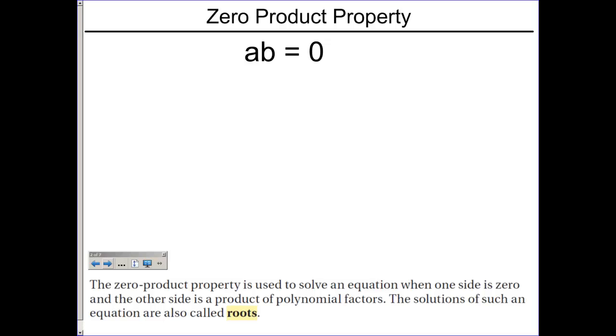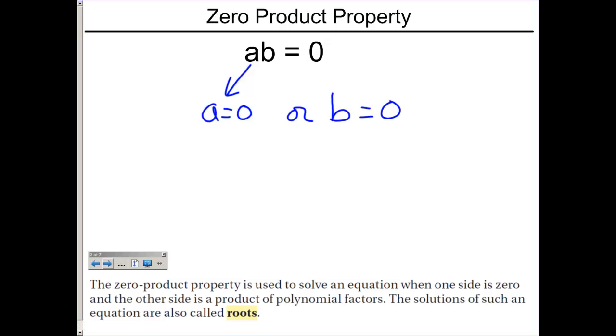The zero product property is pretty simple. If two numbers are being multiplied together and their product is equal to 0, what that means is either A or B, one of those two factors, has to be the value of 0. So if A times B equals 0, then that means either A is equal to 0 or B is equal to 0, or possibly both.